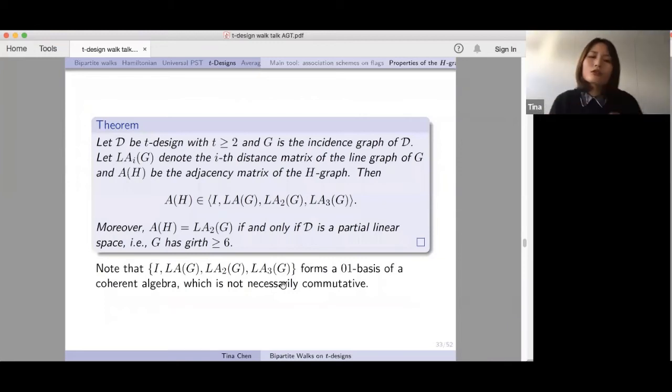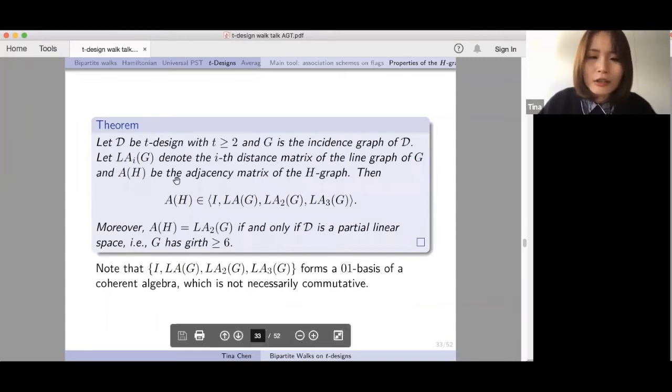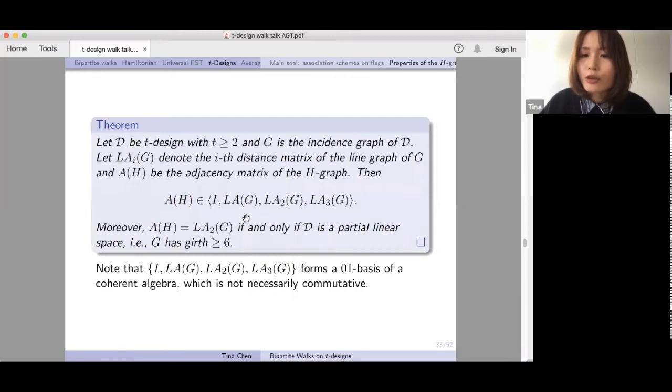And actually, because of the incidence structure, it gives us a very convenient way to understand the relation between those flags. We will see the H-digraph can be written in terms of the distance graph of the line graph of the incidence graph. Actually, the H-digraph can be written in terms of the i-th distance matrix of the line graph of the incidence graph.